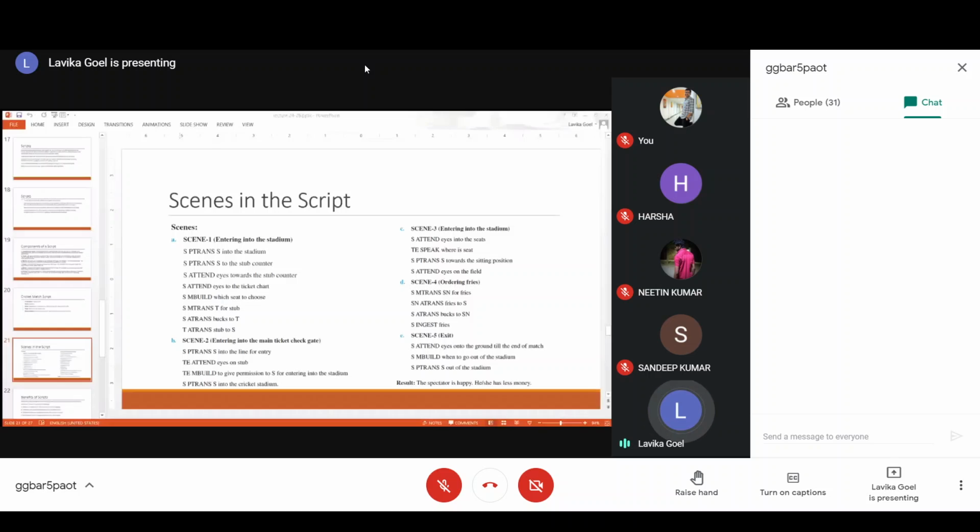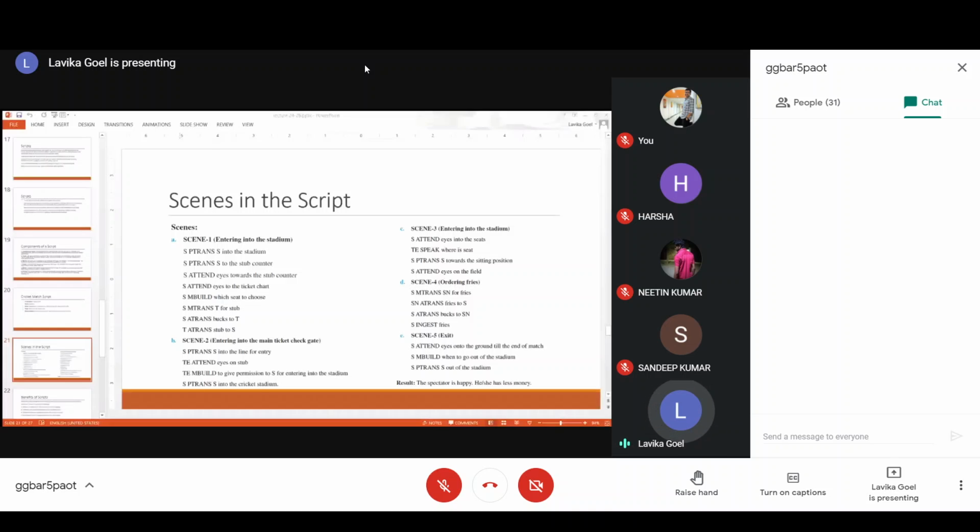So now scene number 2, entering into the main ticket checking gate. So SP trans S into the line for entry. So he's going into the line for entry now. Then TE attend eyes on stub. TE is your ticket checker. T was ticket seller, TE is ticket checker. So ticket checker is looking at the stub now. Then TE embilled to give permission to S for entering into the stadium or not.